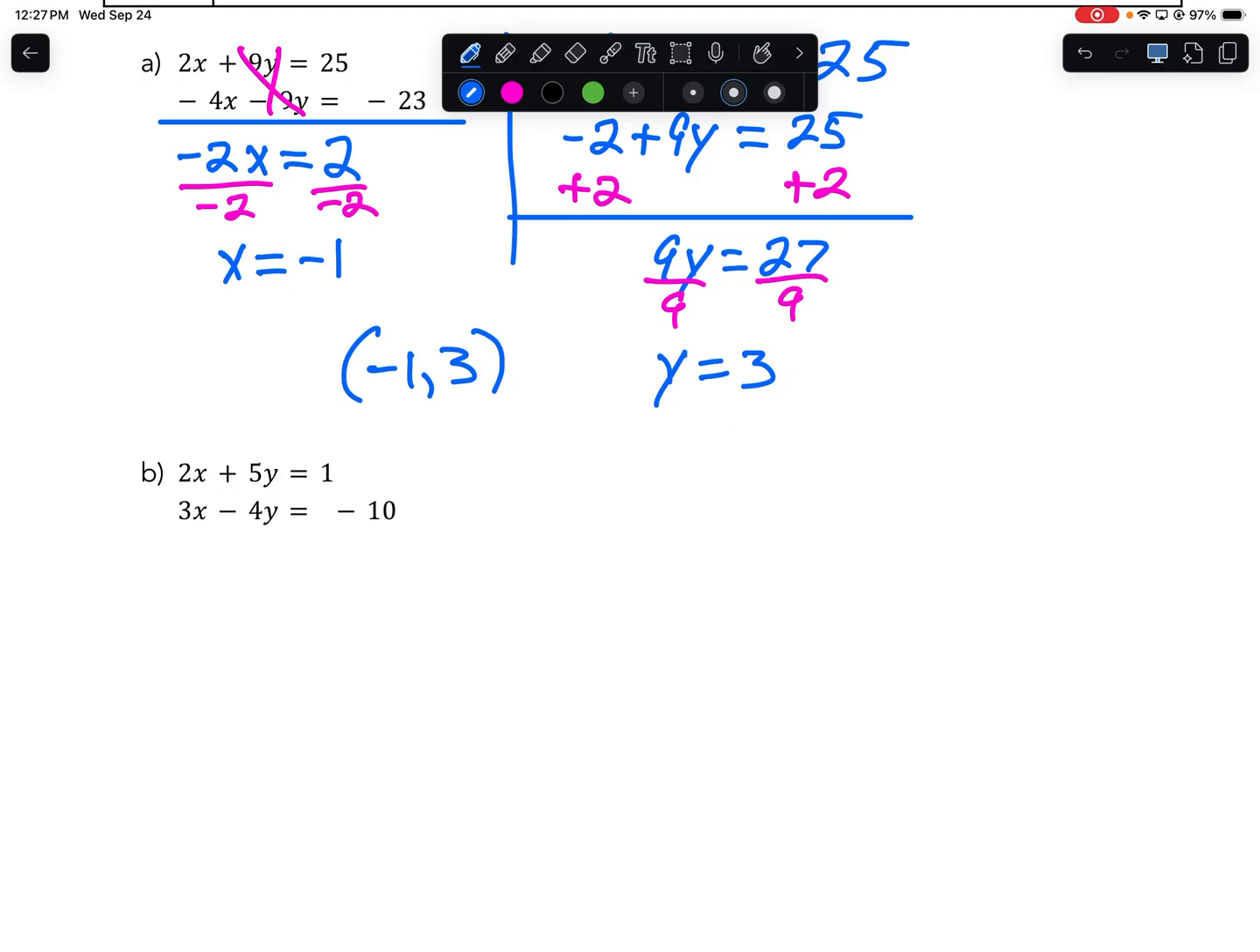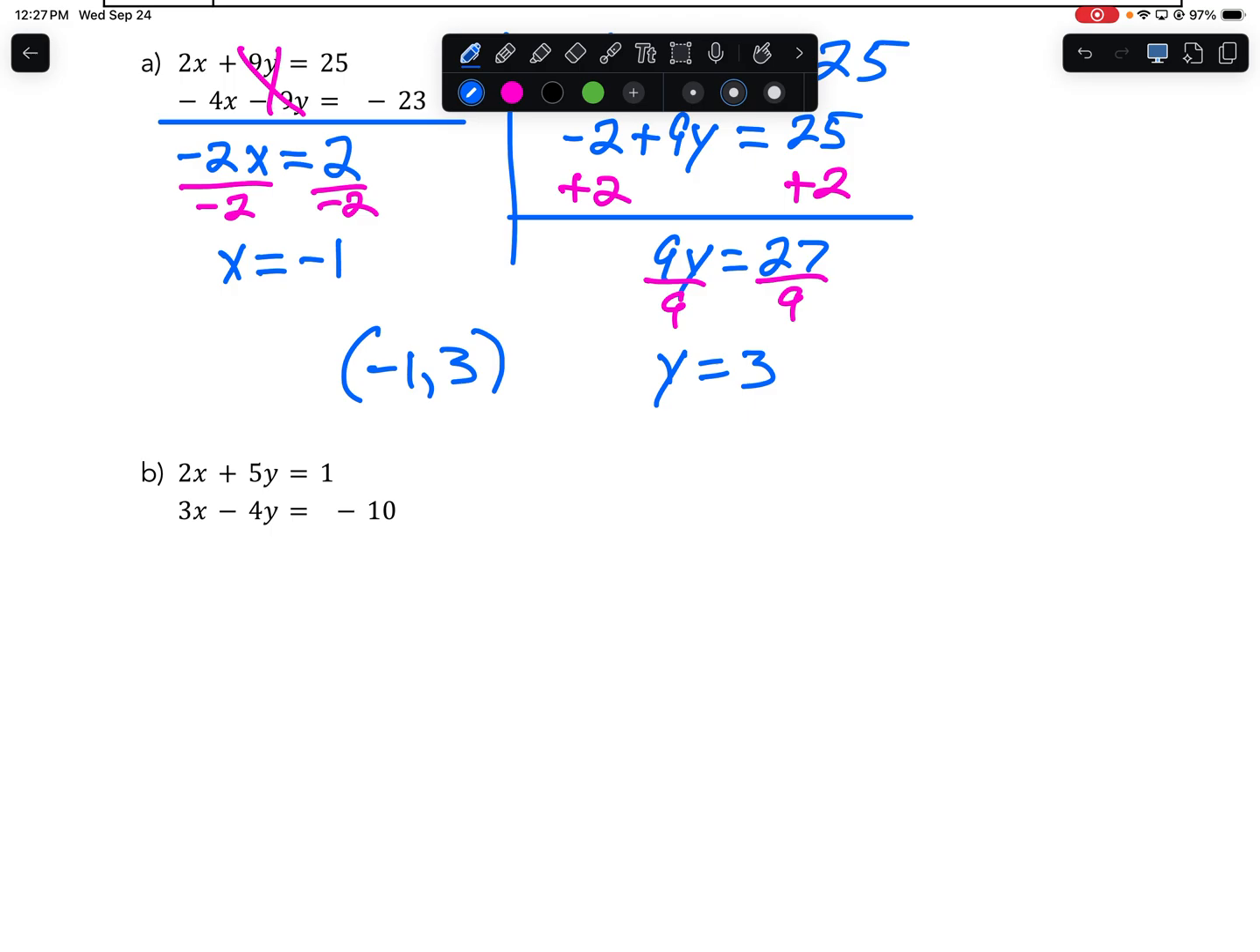Okay. So if we look at B here, we have 2x plus 5y equals 1, and 3x minus 4y equals negative 10. And I would eliminate y as opposed to x because one of the two y's is already negative, and then I don't have to worry about multiplying by a negative. Anytime I throw negatives into a problem, it's like automatic 15% of you are going to miss that problem just because they're negatives, right?